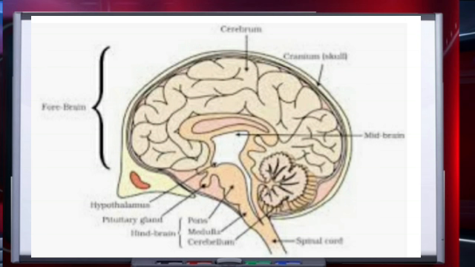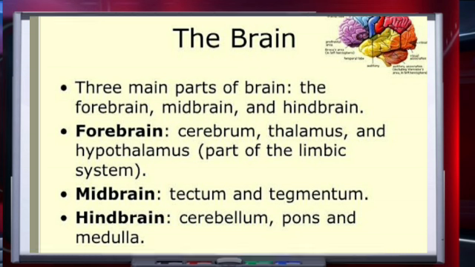Hindbrain is the posterior small part of the brain, and it is differentiated in three parts, that is pons, cerebellum and medulla oblongata. Cerebrum, thalamus and hypothalamus are the parts of forebrain. Tectum and tegmentum are the parts of midbrain, and hindbrain has cerebellum, pons and medulla.